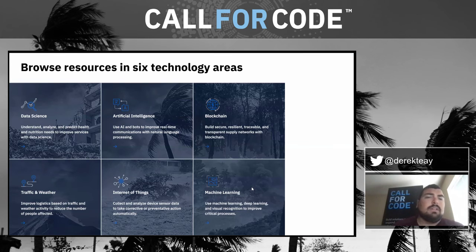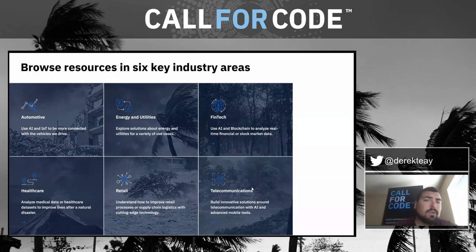To give participants a starting point, we've mapped IBM technology to the identified needs in 6 different areas. So I talked about this a little bit yesterday when we went over the Call for Code developer.ibm.com/call-for-code website. They were data science, AI, blockchain, traffic and weather, Internet of Things, and machine learning. So these act as a bridge between the developer and the NGO frameworks, but they're not a rigid structure for submissions. But these code patterns that we've identified fall into these 6 areas that you can explore, which of course you're not limited to them, but you can use them to inspire whatever you build.